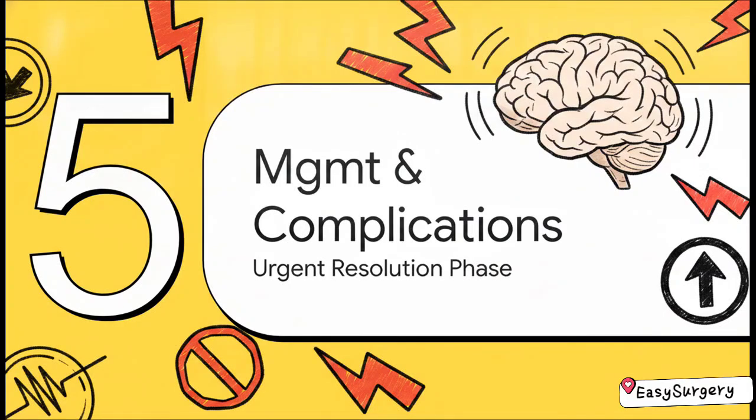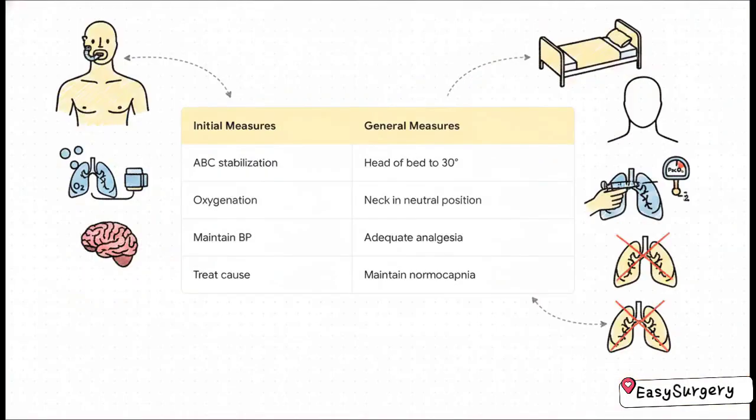Section 5, Management and Complications. This is the urgent resolution phase where we actually step in to relieve the pressure. So, how do we manage it? Initial measures focus strictly on ABC stabilization, oxygenation, maintaining BP, and treating the underlying cause. Alongside this, general measures are absolutely vital.